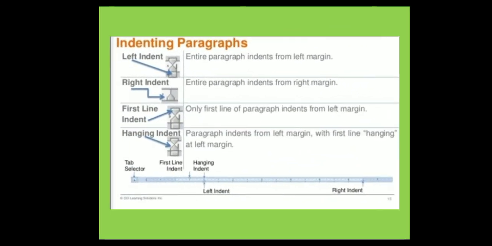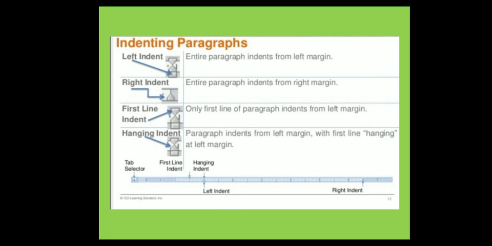Indenting paragraph are 4 types. First one, the left indent, entire paragraph indent from the left margin. Right indent, entire paragraph indent from the right margin. First line indent, only the first line of the paragraph indent from the left margin. Hanging indent, paragraph indent from the left margin with the first line hanging at the left side.